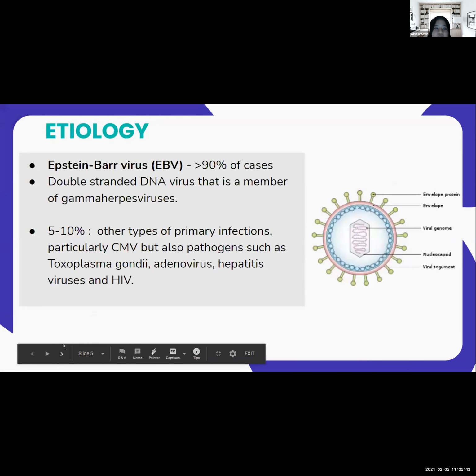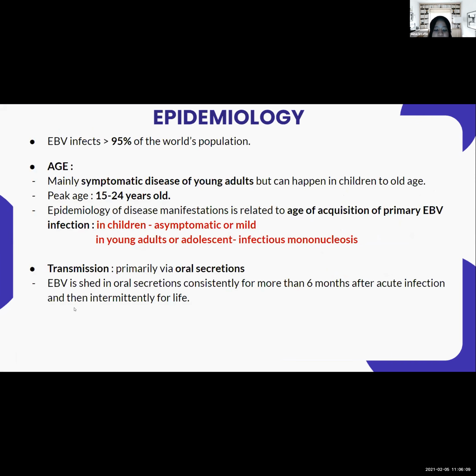For the etiology, most of the cases are caused by Epstein-Barr virus, which is more than 90% of the cases. And it is a double-stranded DNA virus, which is a member of the gamma herpes viruses. There are also other infectious mononucleosis-like illnesses that can be caused by other pathogens, such as CMV, hepatitis, and also HIV virus. Next, for the epidemiology, EBV can infect.